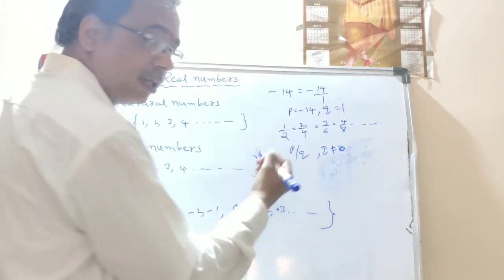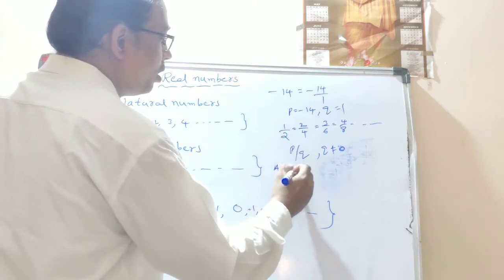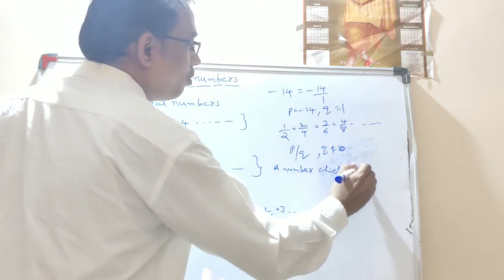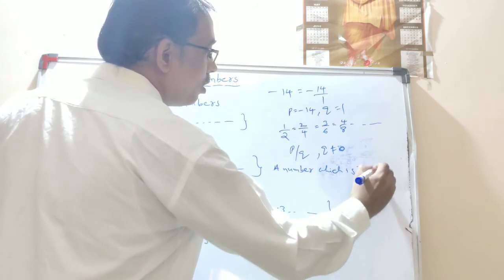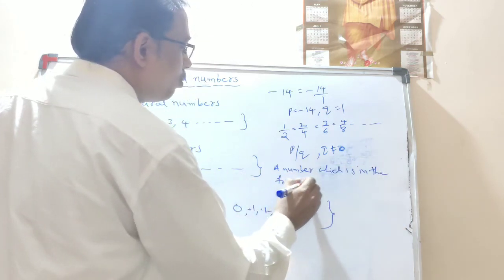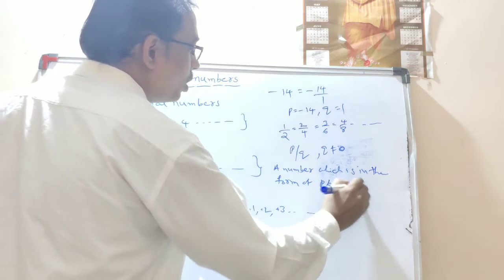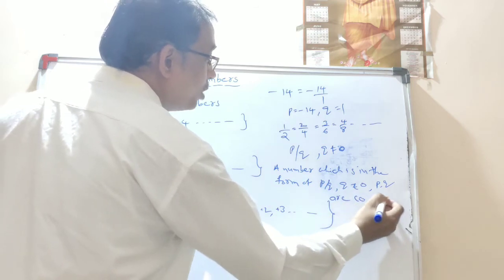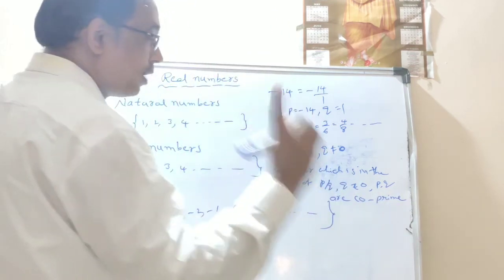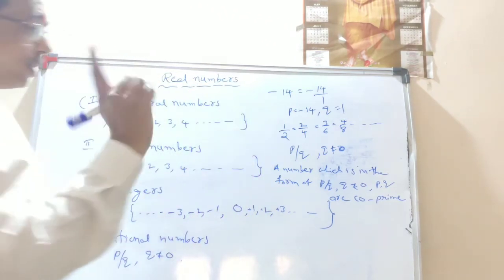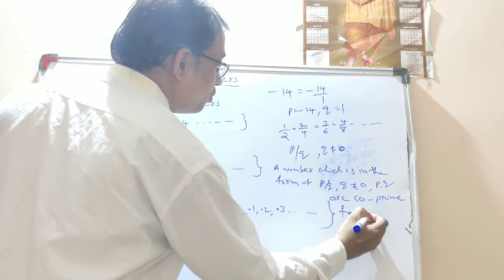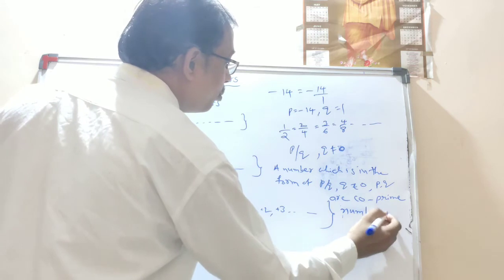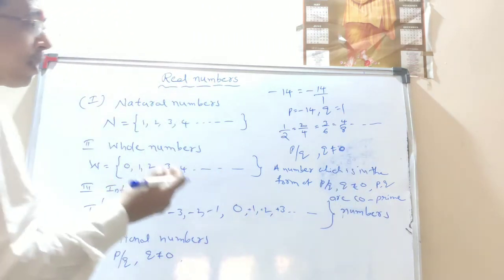So a rational number can be defined as a number which is in the form of P by Q, Q not equal to 0, and P and Q are co-primes. Co-primes means they must have only the common factor 1. So P and Q are co-prime numbers. Okay.